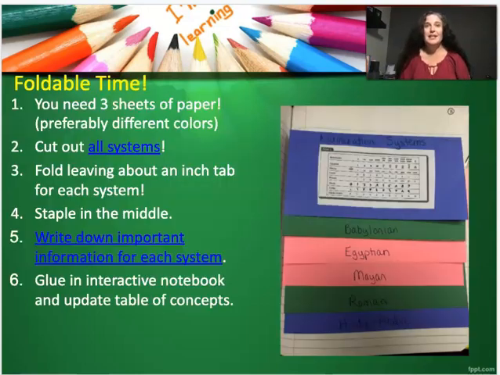For that numeration systems activity on Canvas, you can make a foldable. You need 3 sheets of paper, preferably different colors. You're going to cut out all the systems. There's a link to those right on there. Then you're going to fold those 3 pieces of paper, leaving about an inch tab for each system. You're going to staple them in the middle, and then you're going to write down all the important stuff. This is a great way to quiz yourself on, do I remember anything about these number systems? And then don't forget to add it to your interactive notebook and update your table of concepts.